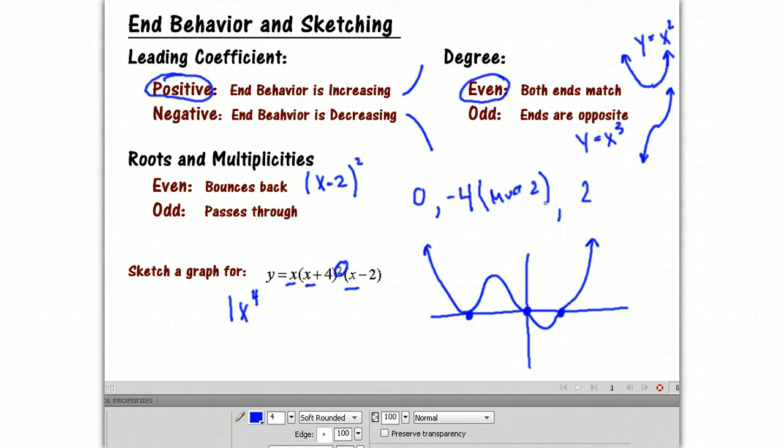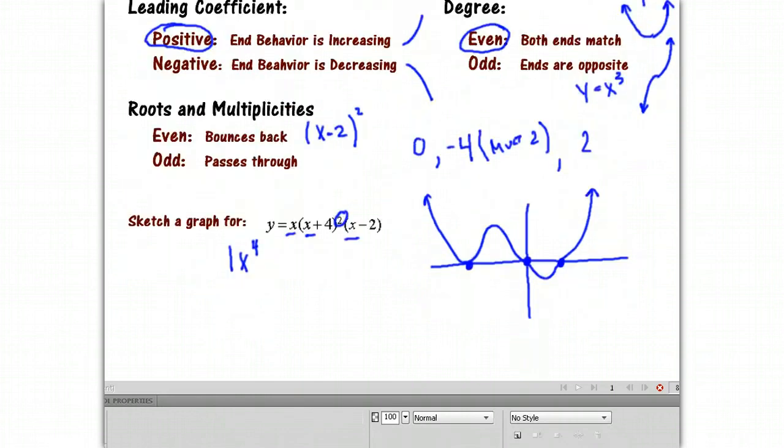So if it has even multiplicity, which would be 2 or 4, we rarely get higher than that, it bounces back at that root. And if it's any odd multiplicity, that's going to pass through. So this is the chapter 6 summary. That's all I got for you here, I think.